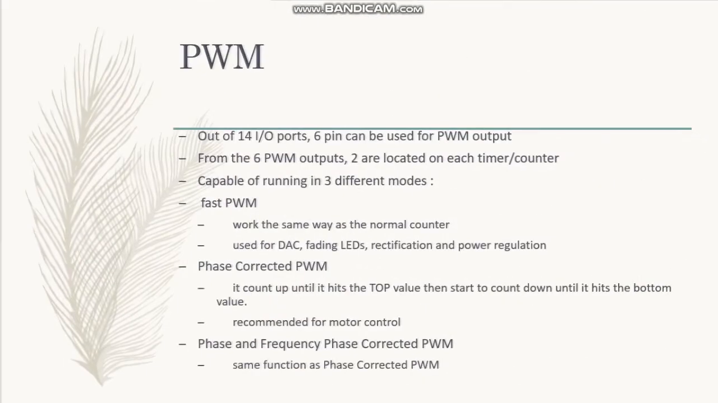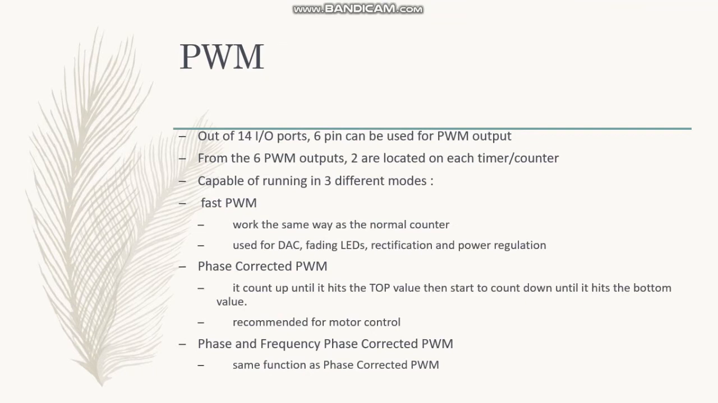Next, I will explain about PWM. From the 14 I/O pins, 6 pins can be used for PWM output. And from the 6 PWM outputs, 2 are located on each timer and counter. This PWM is capable of running in 3 different modes. There is fast PWM, phase corrected PWM, and phase and frequency corrected PWM.